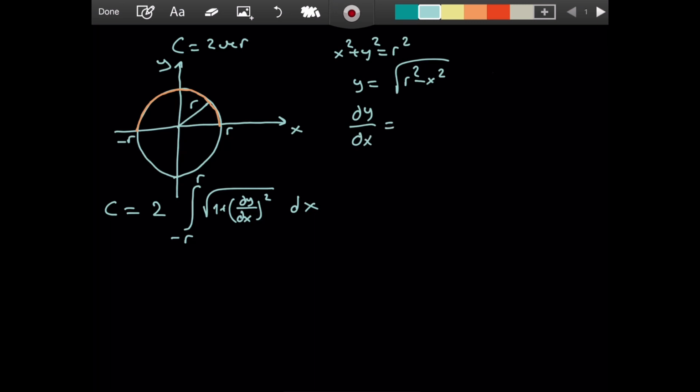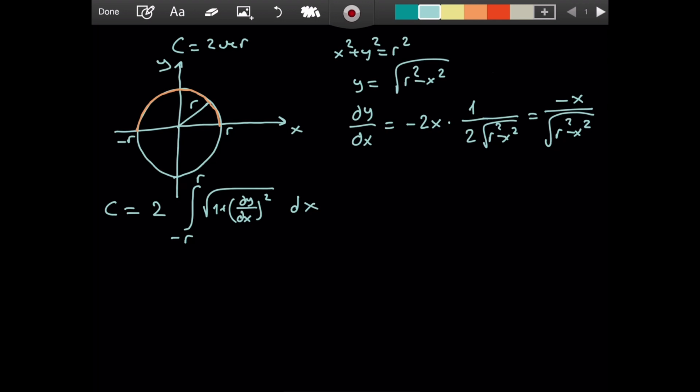Well, let's differentiate the inside with respect to x. r is a constant. The derivative of negative x squared is negative 2x. And the power is 1 over 2, so we have 1 over 2 times one over the square root of r squared minus x squared. So it is basically minus x over the square root of r squared minus x squared. That's the derivative.